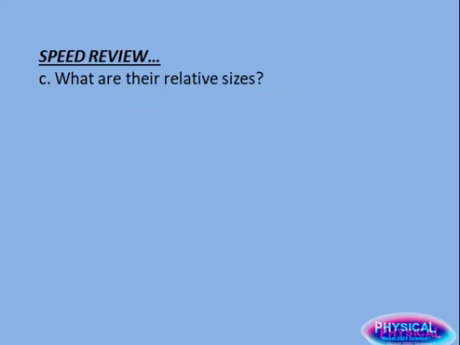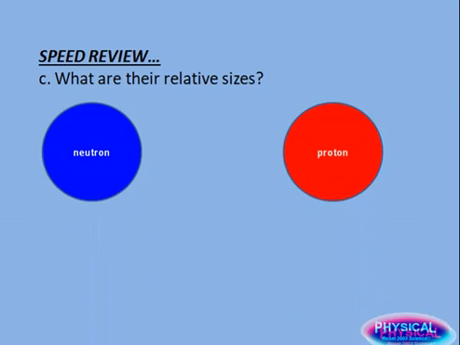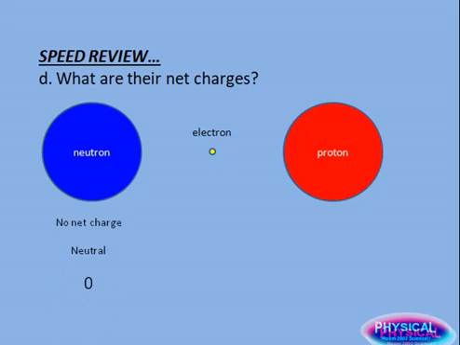What are their relative sizes? Well, neutrons and protons are about the same size, and they are much, much bigger than electrons. What are their net charges? The neutron, we say, has no net charge, or we say is neutral, or we say is zero. The electron, negative net charge, or negative symbol, not minus symbol, negative symbol, and the proton, positive net charge, or simply positive, or the positive symbol, not the plus symbol, positive symbol.